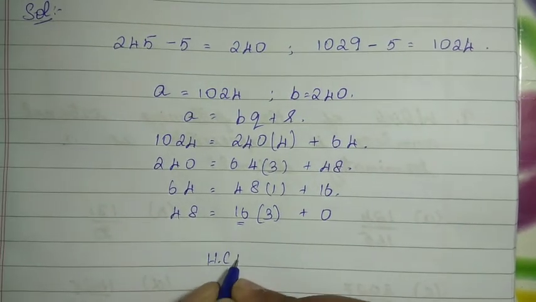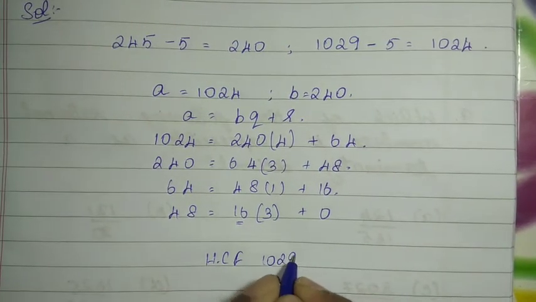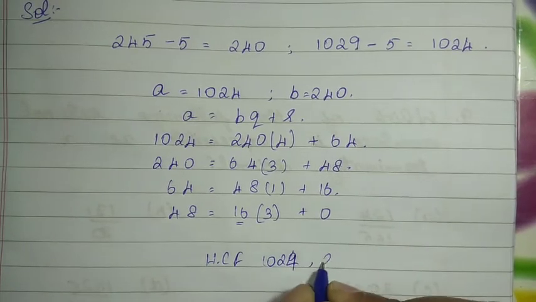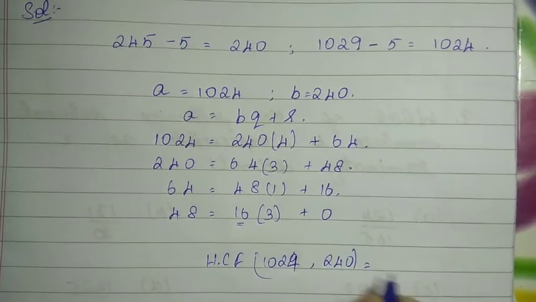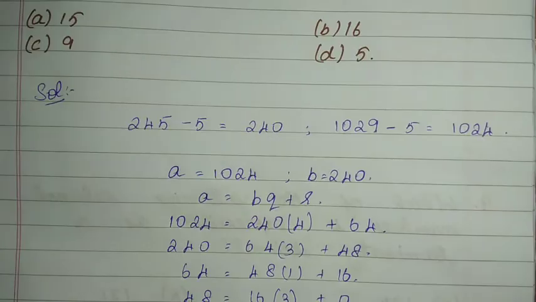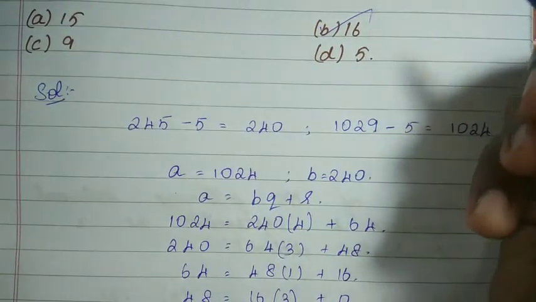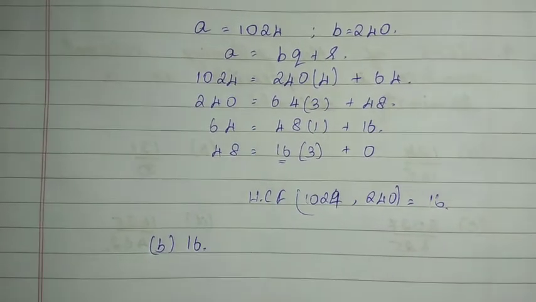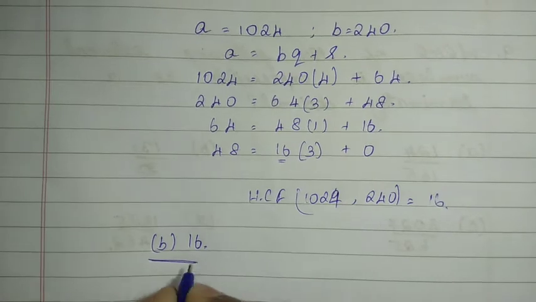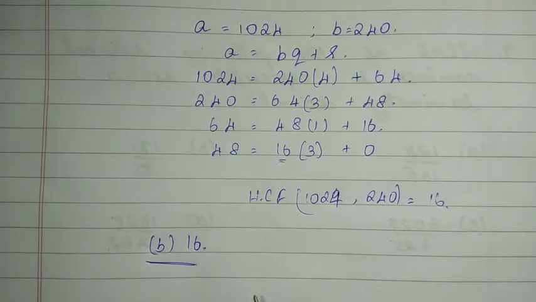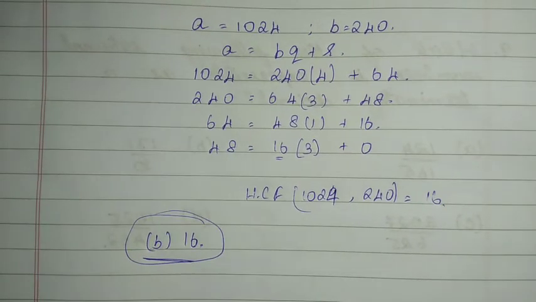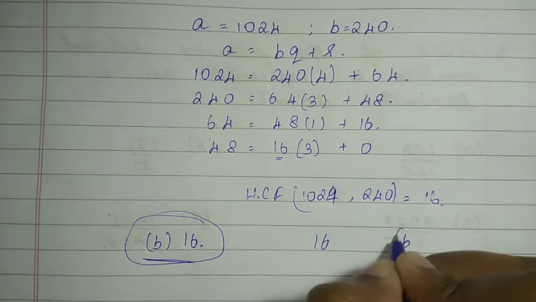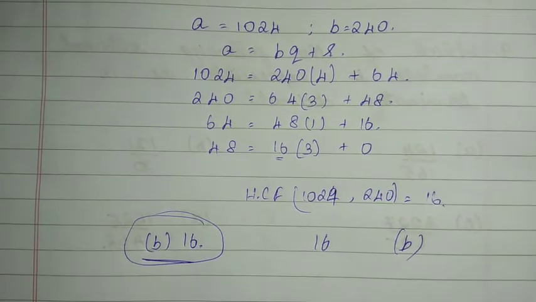So HCF of 1024 and 240 is 16. So option B is right and my answer will be option B 16. Again and again I'm writing the answer because I'm insisting that both also is necessary. You should not write only 16 or option B. Both also you have to write. Then only the full 1 mark will be given, if not 0 marks.